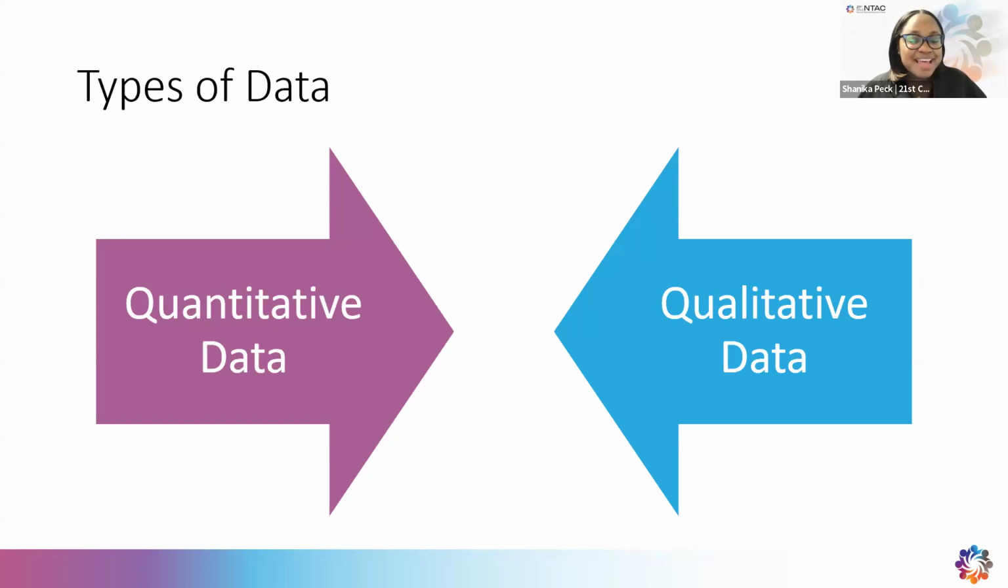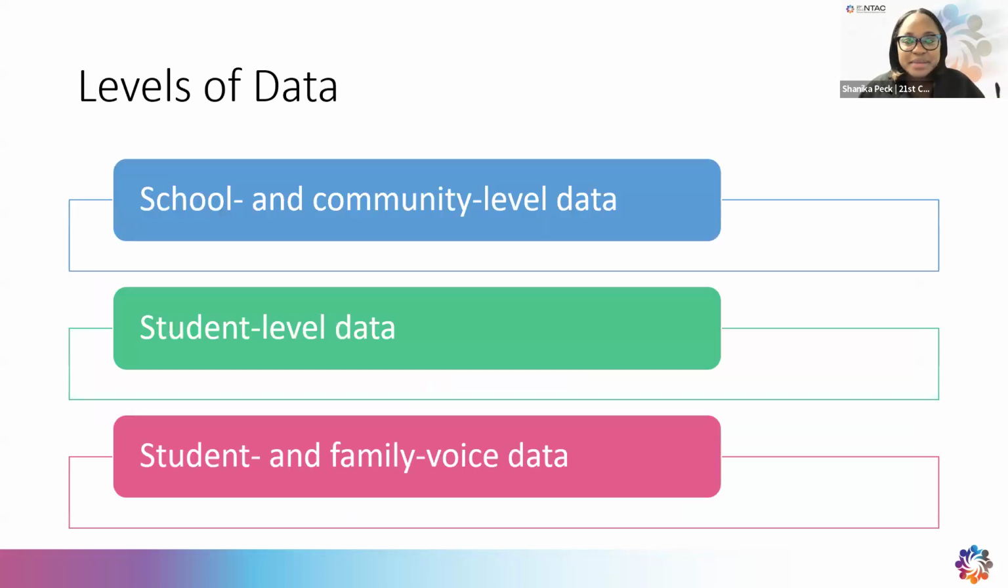And what I've noticed is that we dig into all of these different types of data here, right? We have our different levels. We have our school and community level data. We have our student level data. We have our student and family voice data. It's really about how we can take that and implement that feedback wherever we may get it, depending on the type of data, right? Or that type of information.